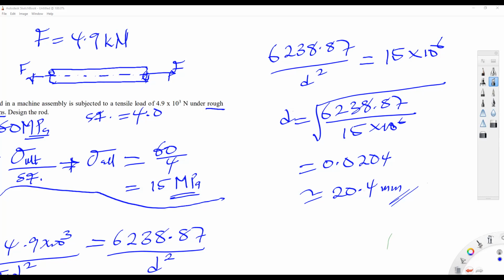Okay, sir, there is another one. That one has a nozzle, and that nozzle is subjected to some loading. So again, that one too is not complete. If you look at it, it says that, let me share that one too.